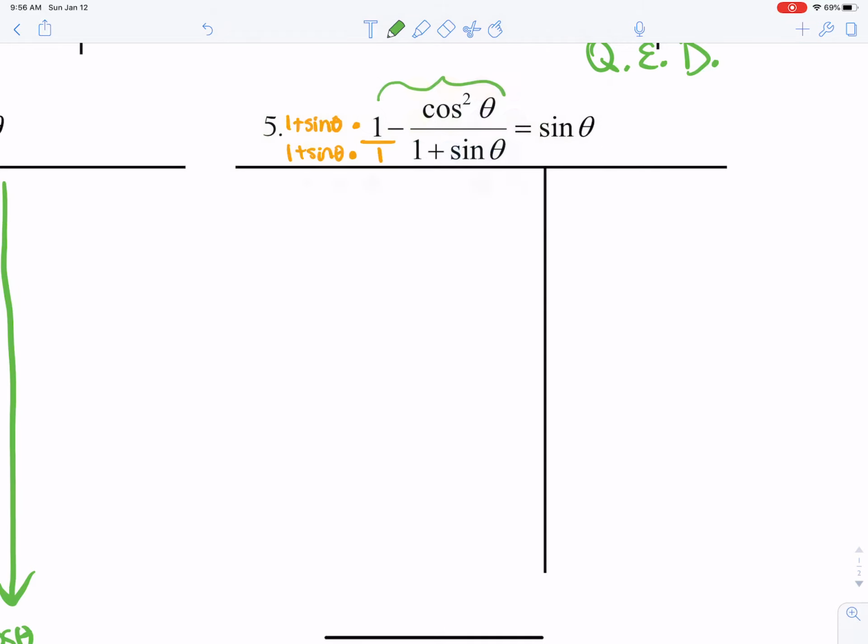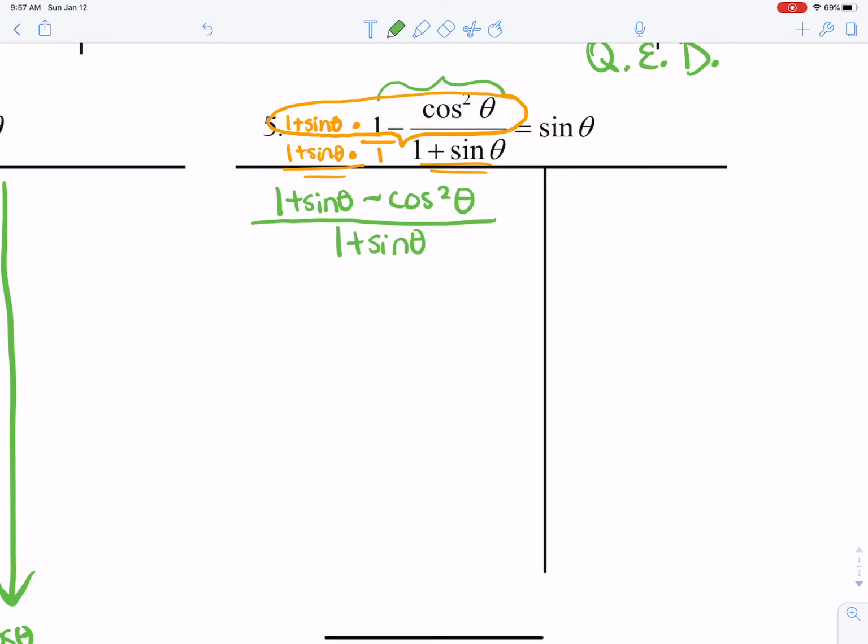And so we end up with 1 plus sine theta minus cosine squared theta all over, and remember, it's essentially this part because your denominator stays the same. This and this are the exact same, 1 plus sine theta. All right, let's see what else we can do. Okay, we don't want to multiply by a conjugate. Not yet. That'll make it real messy on the top because that'll be foiling.